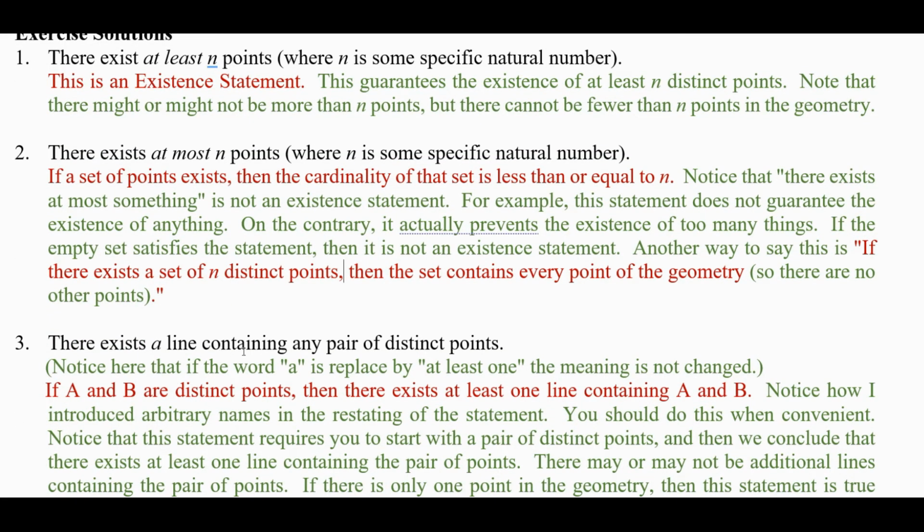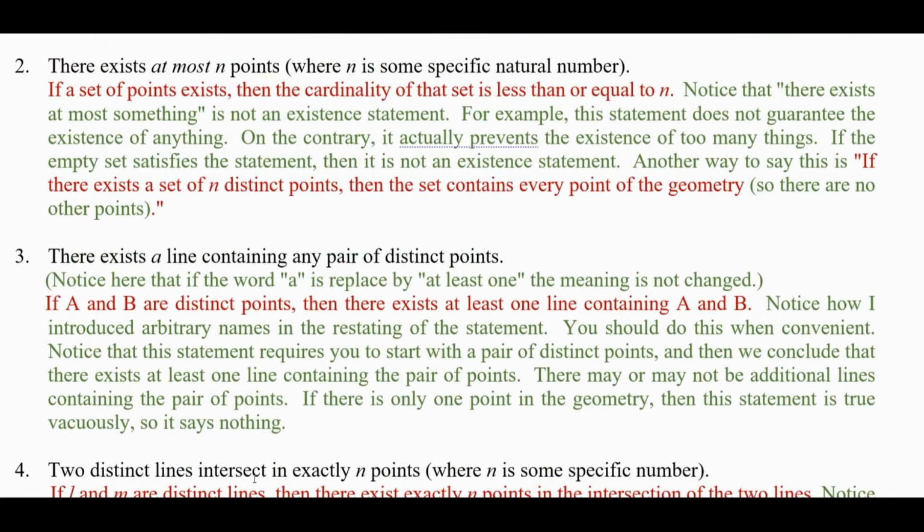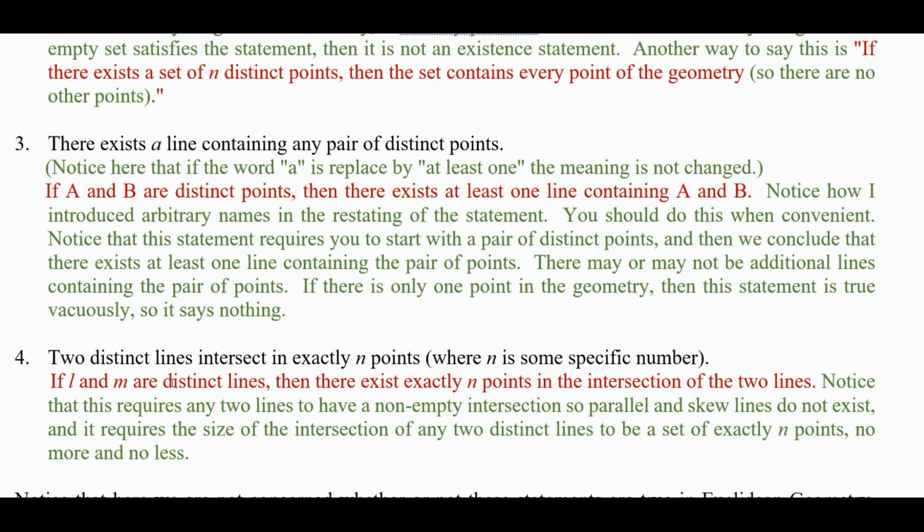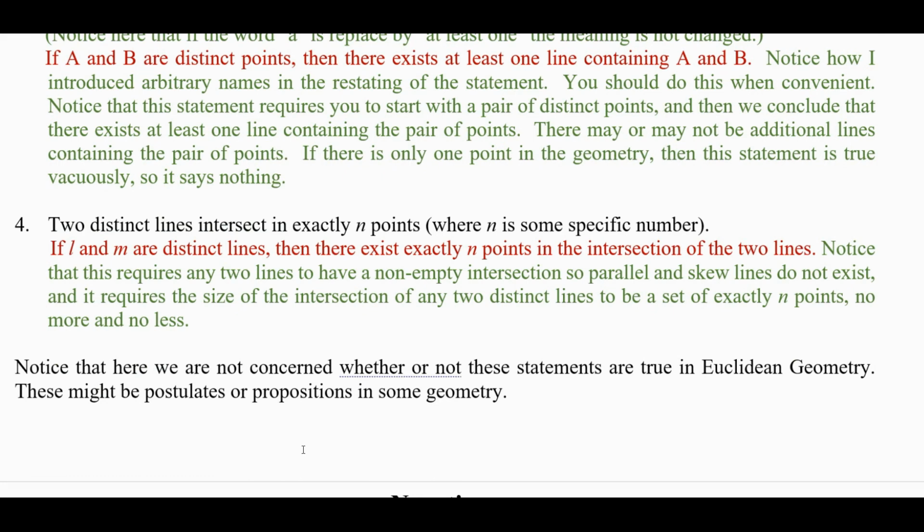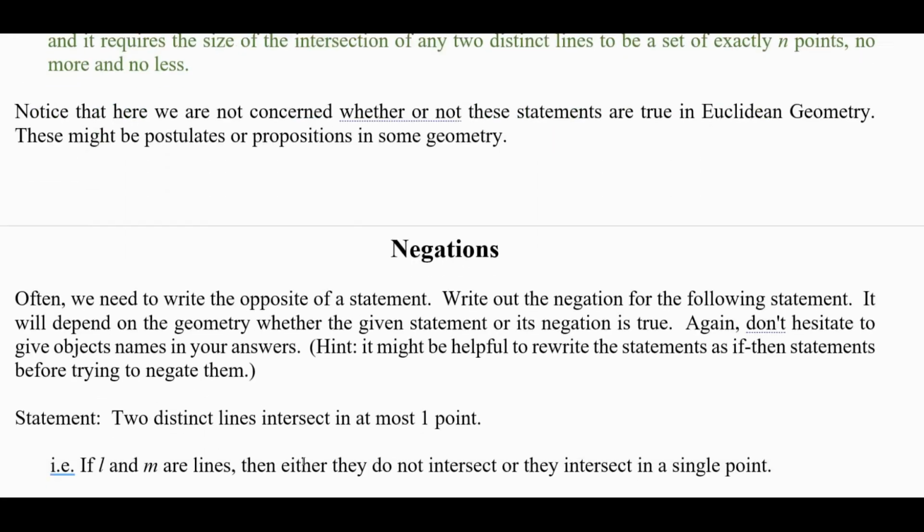There definitely exists a line containing a pair of distinct points. In fact, not only is there at least one, there's at most one as well. So that's a true statement in Euclidean geometry. But statement 4 is false. There are parallel and skew lines in Euclidean geometry, so there are lines that don't intersect at all. So again, these may or may not be true in Euclidean geometry, but they also may or may not be true in other geometries.